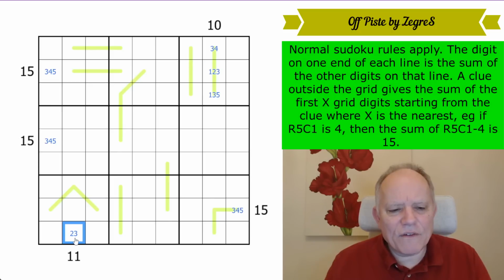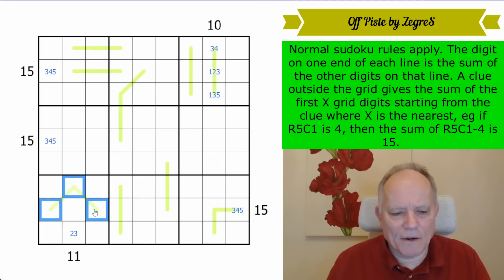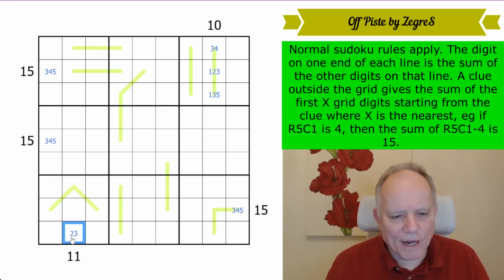Is it at the 11 or is it at the 15s? I'm going to look at the 11. If that was a 2, that would be a 9. Does that do anything to this arrow, which couldn't have 2 or 9 on it? No, not really. If that was a 3, these two would add up to 8 without being 3, 5. I don't really see how that helps.